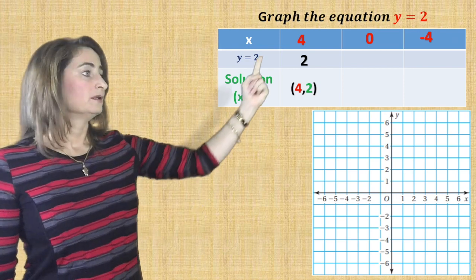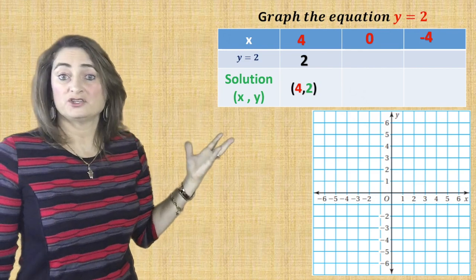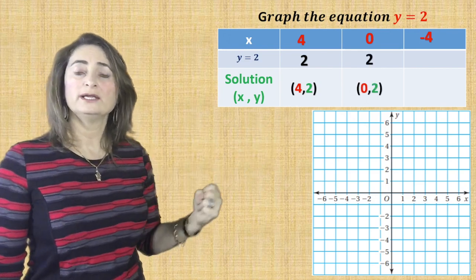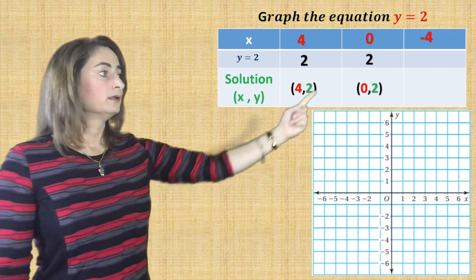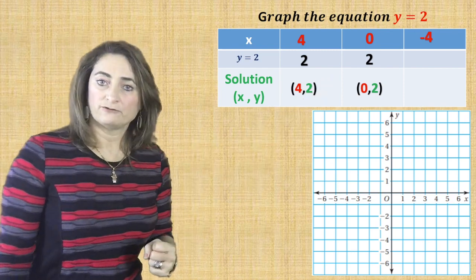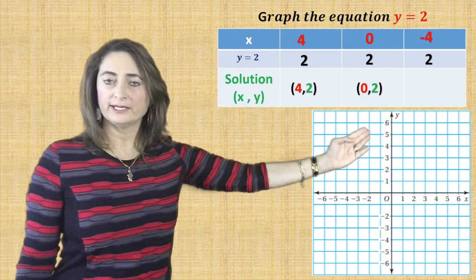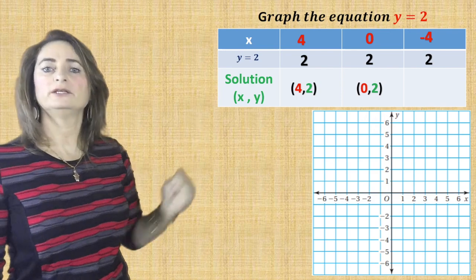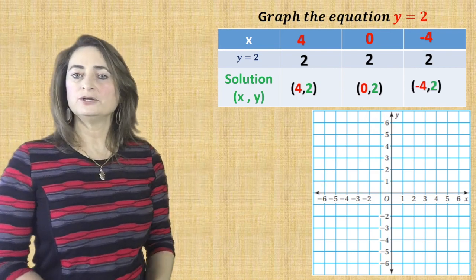Now, what if x equals 0? Again, y equals 2. I can't change that, so y will stay 2, and the solution would be 0, 2 for me to plot later. What if x equals negative 4? If x equals negative 4, y will stay 2. I can't change that because they're telling you y equals 2. So the solution will be negative 4, 2 as an ordered pair.